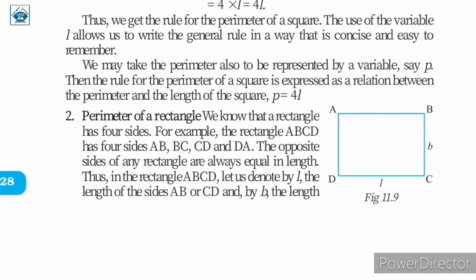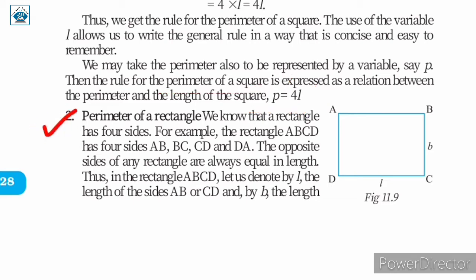If we use the variable P to represent perimeter, then for the perimeter of a square having side L, we can write P is equal to 4L. Here P stands for perimeter and L is the length of any one side of the square.